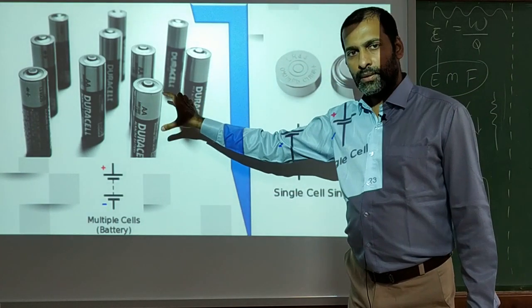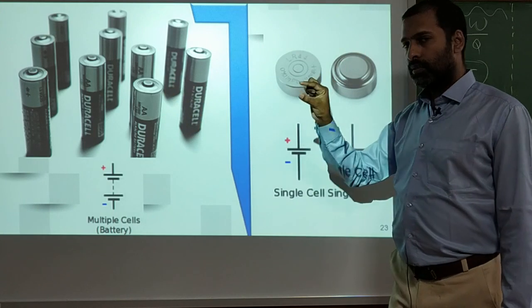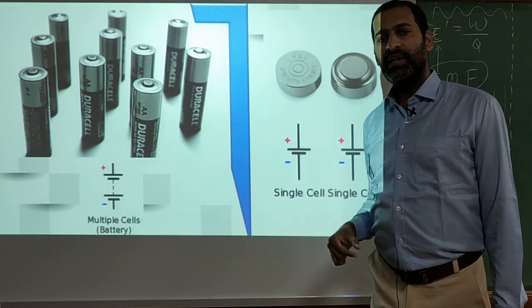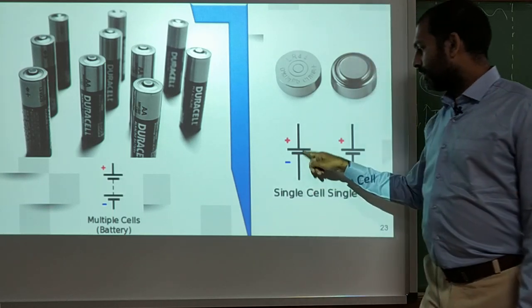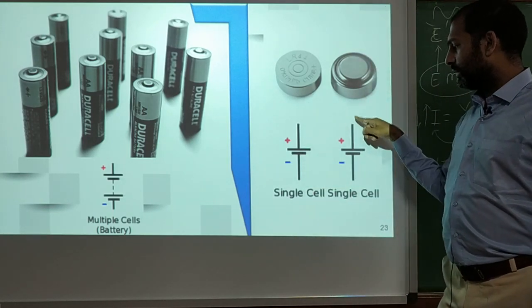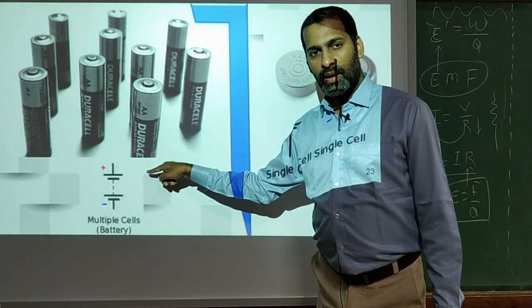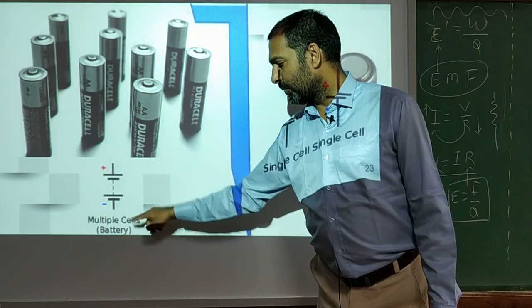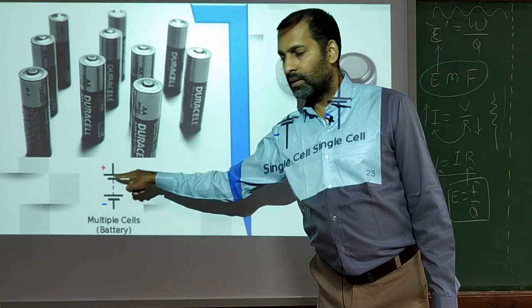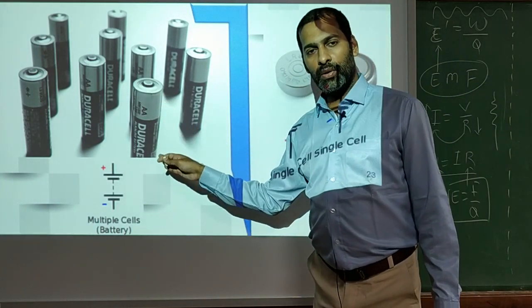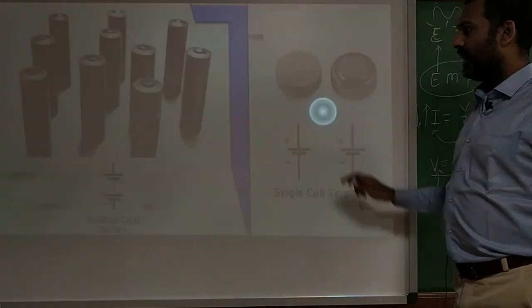If you open the covering of this battery, you will get small circular cells connected to each other in series. So there we represent only this single cell. This is also a single cell. And like this, there are several cells inside this big cell. So that is multiple cells. We can represent it like this also. So in multiple cells, there will be multiple electromotive forces and multiple internal resistances.